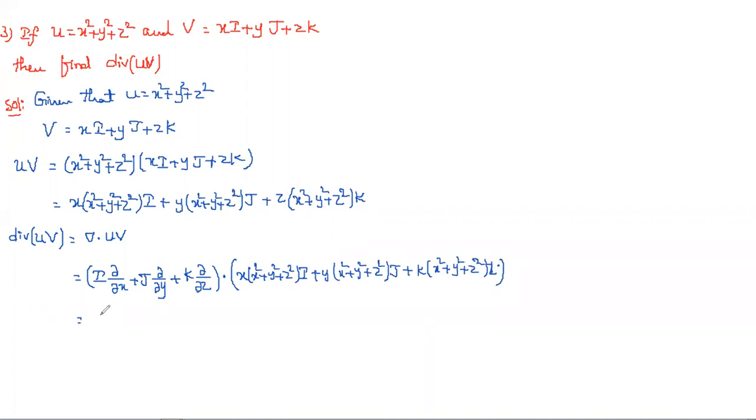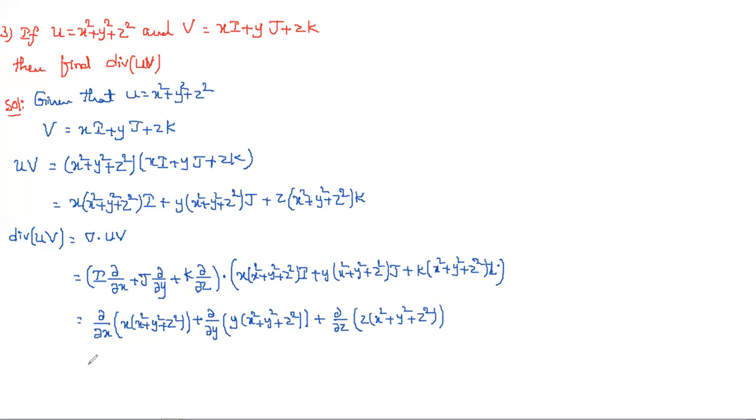So the dot product is simply dou by dou x of x into x square plus y square plus z square, plus dou by dou y of y into x square plus y square plus z square, and next one plus dou by dou z of z into x square plus y square plus z square.